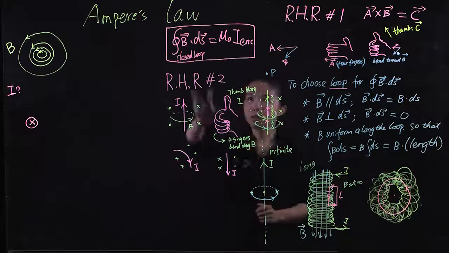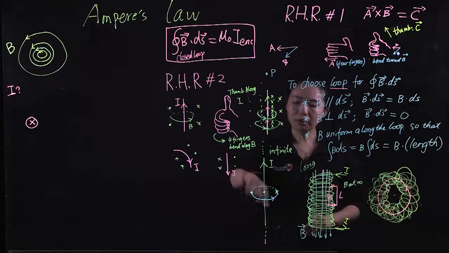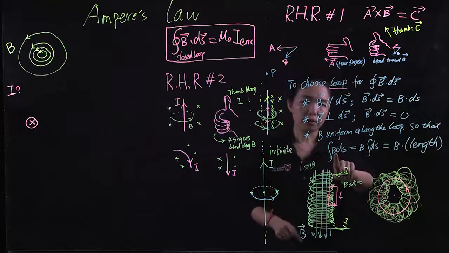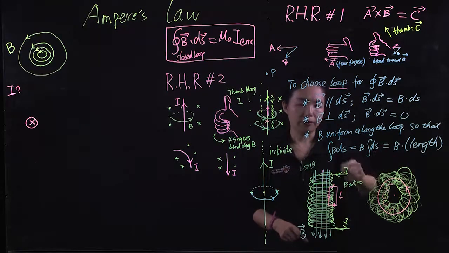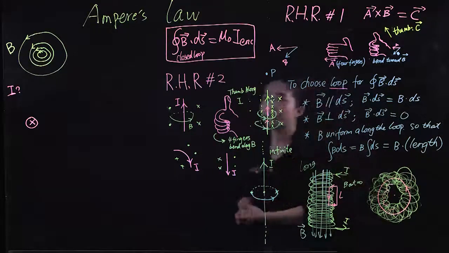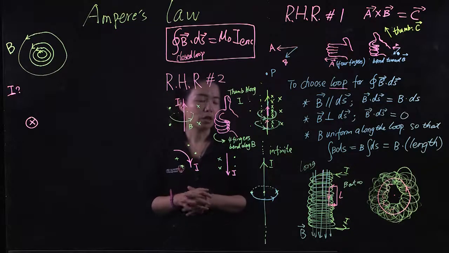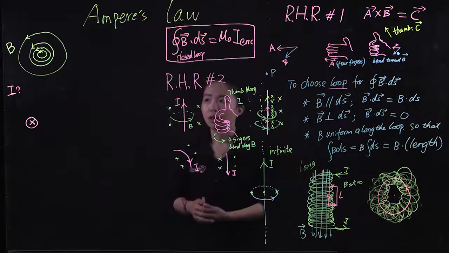Also, to simplify this integral, we would like to choose the loop so that around the loop, the B field is equal everywhere. Then the B field is a constant for this integral, so B can be taken out of the integral, and this becomes simply the B field value multiplied by the total accumulated length of that loop. Then it becomes very easy to solve for the B field. This method applies to certain situations where you have a very symmetric B field, so that you can easily find those nice loops.